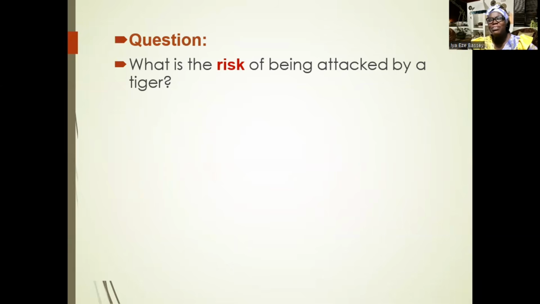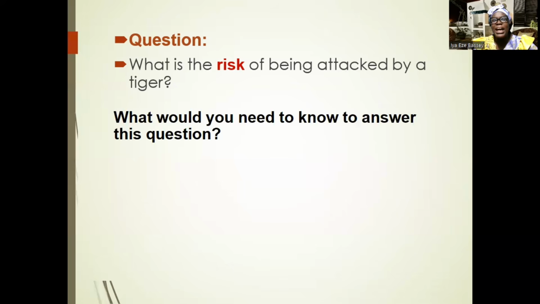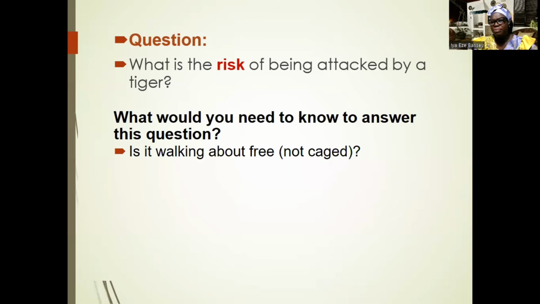You need to ask yourself some very good questions before you can say, because there are some situations you meet a tiger and it's not risky, while there are some situations where it's actually risky. So you have to look at the whole picture. You have to ask questions like, all right, is the tiger caged? Is it free? Is it in the wild? How close is it to me? Am I looking at it from 100 meters away, or am I face to face with it? Do I have an opportunity to run?